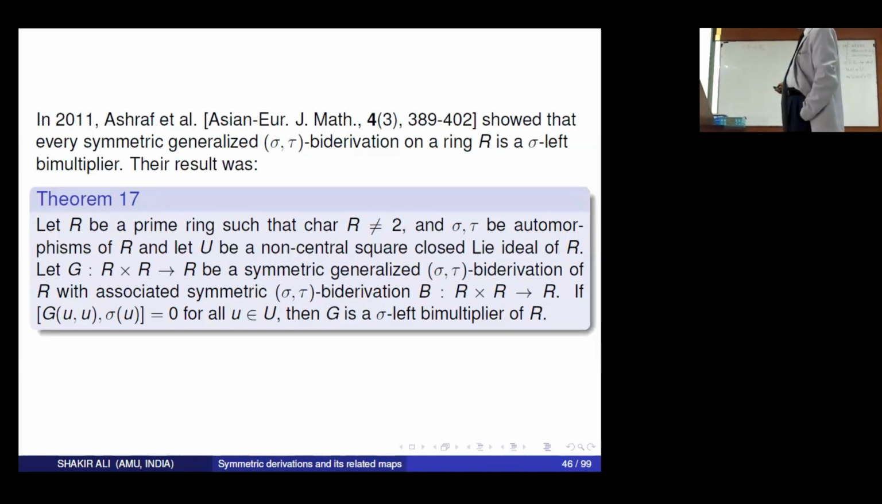So in the case of a Lie ideal, let D be a symmetric sigma tau bi-derivation from R to R with this condition, then G is a left sigma tau multiplier. That means we characterize generalized sigma tau bi-derivation in terms of left multipliers. That is, every sigma tau bi-derivation on a prime ring of characteristic different from 2 is a left sigma tau multiplier.